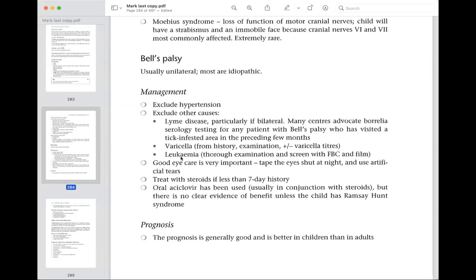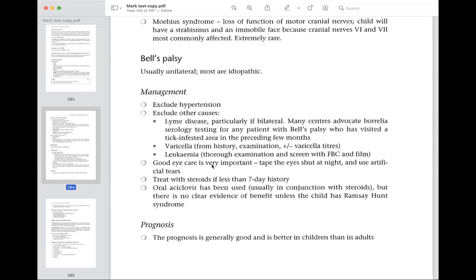Next is leukemia, through examination; screen with full blood count and film. So leukemia is not just facial palsy. Along with facial palsy, you will have other things like lymphadenopathy, petechiae, pallor. If you suspect it, you will do FBC and film. For herpes zoster, varicella infection is very important. You will rule it out by history, examination, and varicella titers. And for Lyme's disease, that is Borrelia serology, if they have gone to tick-infested areas in the last few months.